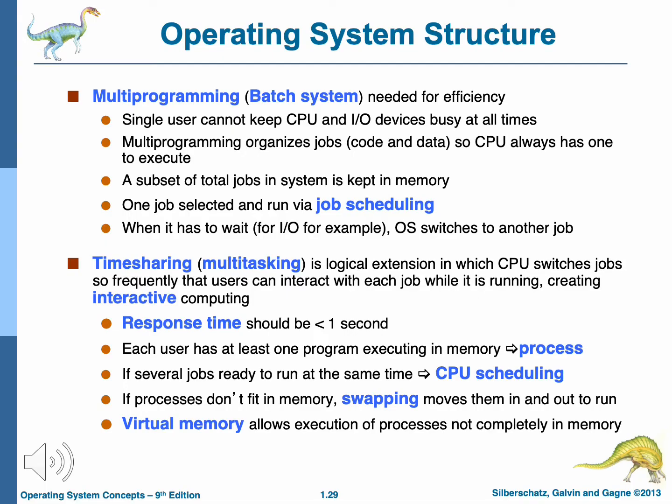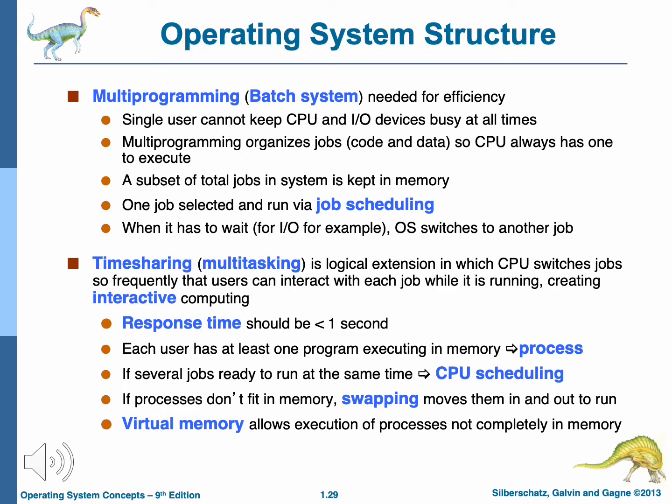One of the most important aspects of operating systems is the ability to multi-program. A single program cannot, in general, keep either the CPU or the I/O devices busy at all times. Single users frequently have multiple programs running. Multiprogramming increases CPU utilization by organizing jobs, code, and data so that the CPU always has one to execute.